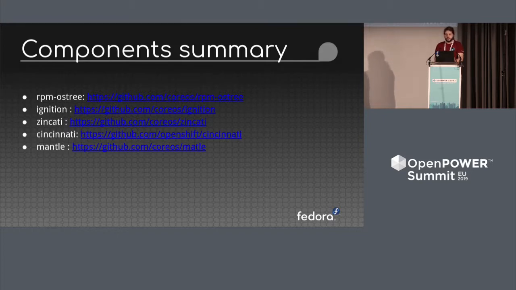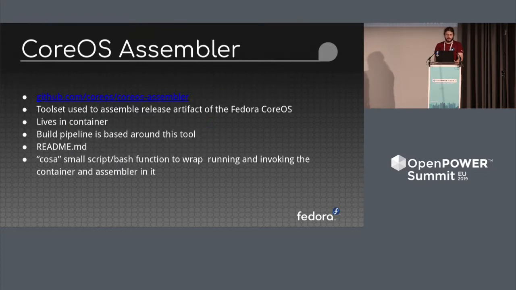So this is the basic overview of CoreOS, and let's move forward to building it, because it's not really using the generic tools that are used in Fedora for building other images and other distribution artifacts. The core piece here is CoreOS Assembler, which is a set of tools to build the resulting images of the distribution.